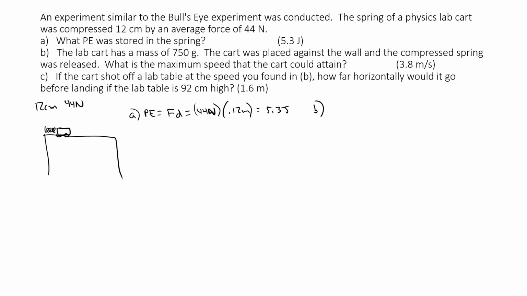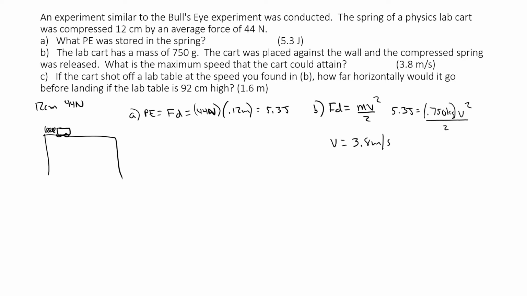We want to know what's the maximum speed that the cart's going to attain. So again, that's going to be converting our stored elastic potential energy into kinetic, just like the bow and arrow problem in the previous one. So 5.3 joules of stored elastic energy is now going to be kinetic, and the mass of that is 0.750 kilograms over 2 times v squared. When we solve for that, we get that v is 3.8 meters per second.